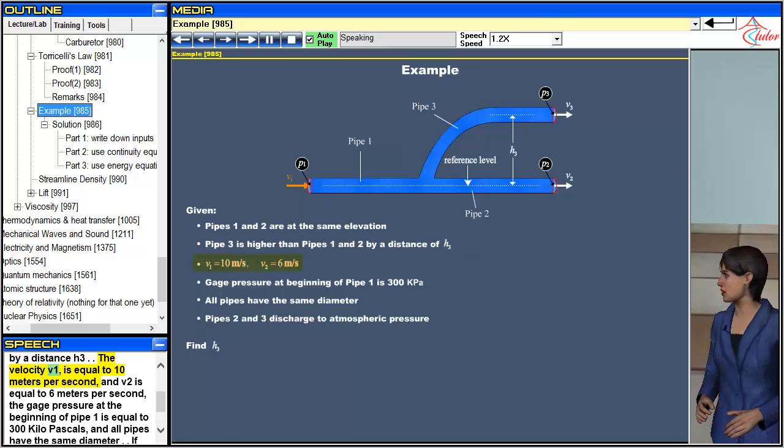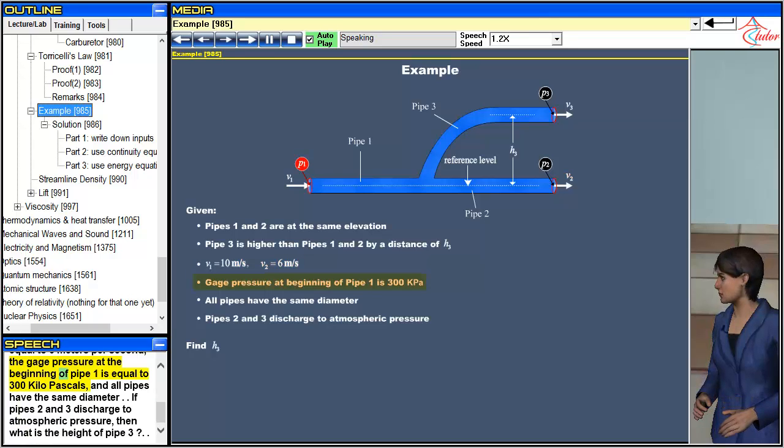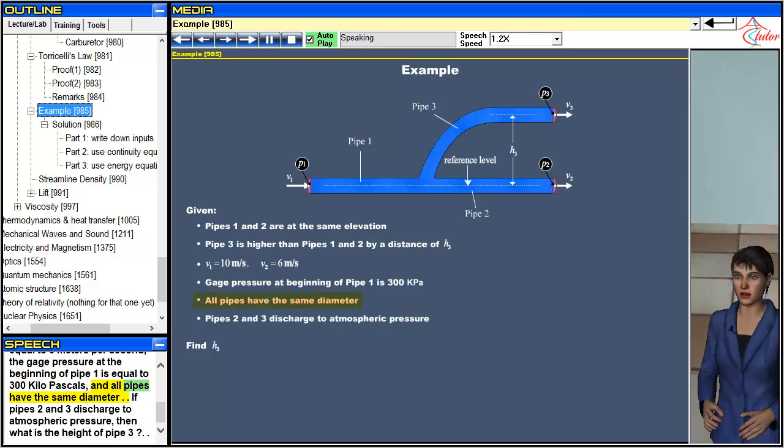The velocity v1 is equal to 10 meters per second, and v2 is equal to 6 meters per second. The gauge pressure at the beginning of pipe 1 is equal to 300 kilopascals, and all pipes have the same diameter. If pipes 2 and 3 discharge to atmospheric pressure, then what is the height of pipe 3?